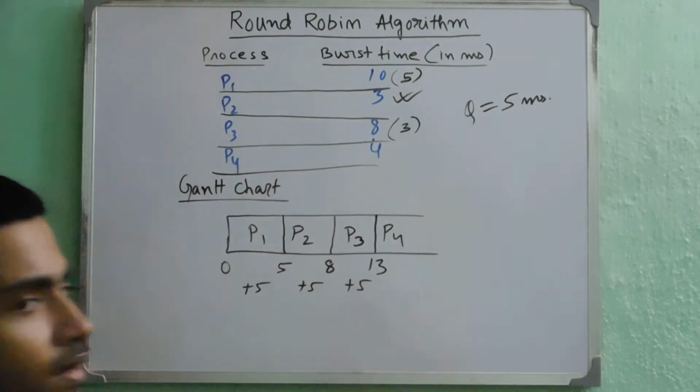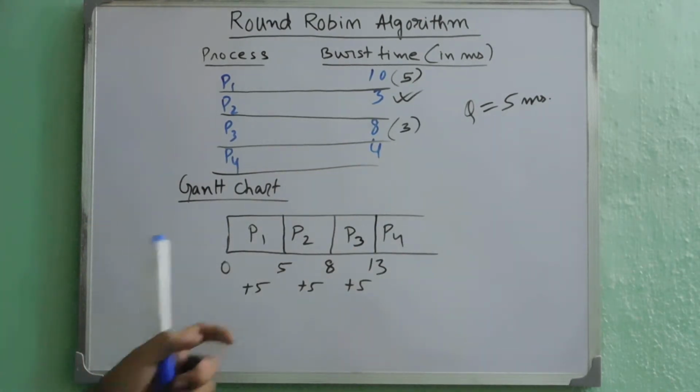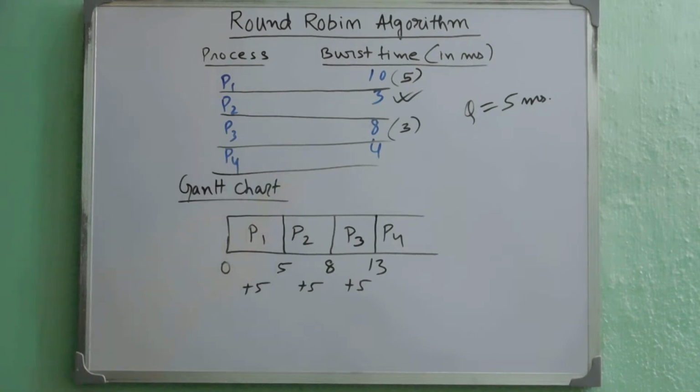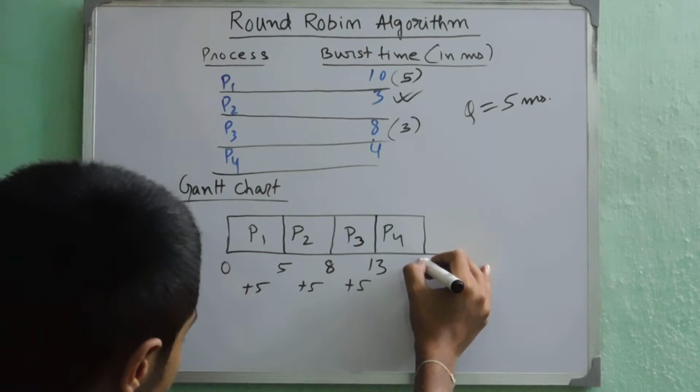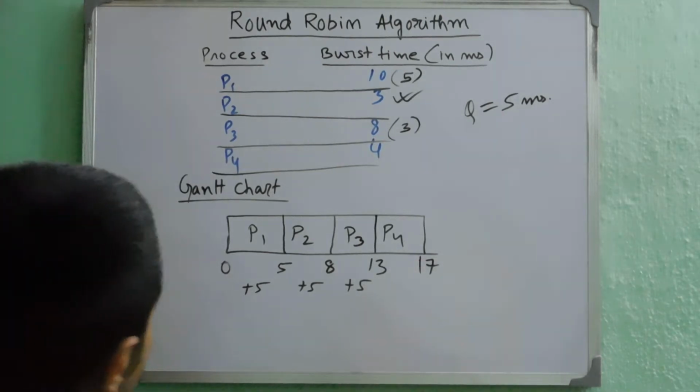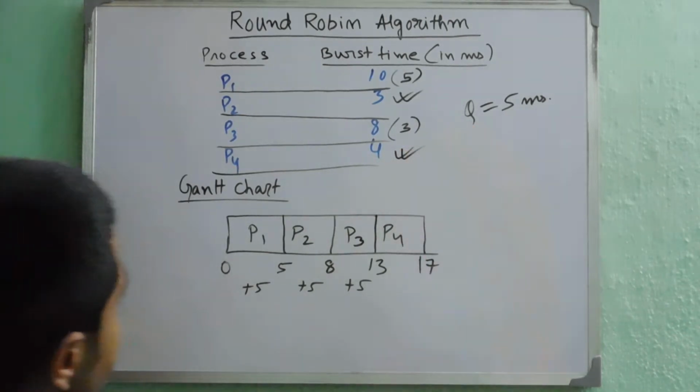Then we will go to P4. P4 has burst time 4 and it has been allotted 5 milliseconds. That is fixed. So it will complete its execution before that 5 allotted milliseconds, and it will have 1 millisecond left. So P4 will complete its execution at 17. So P4 is completed.